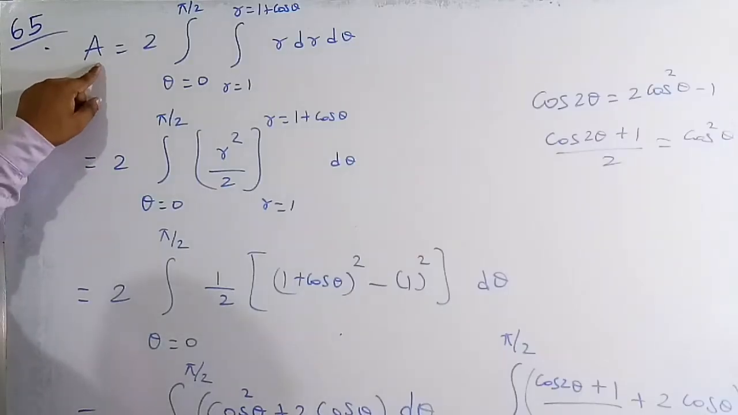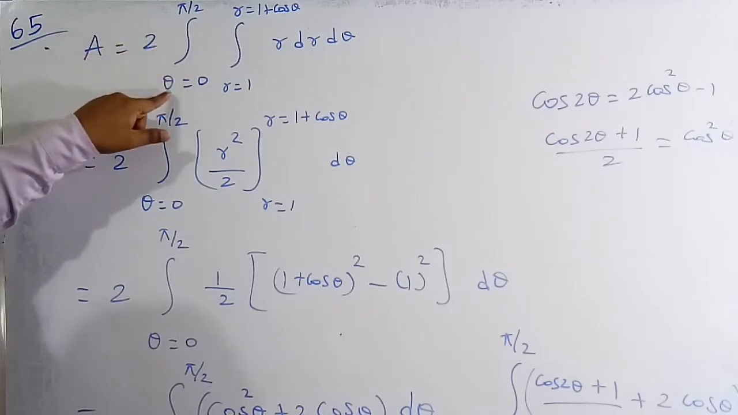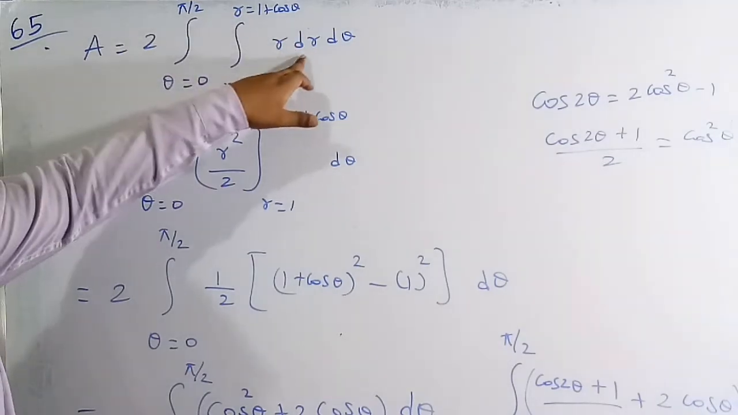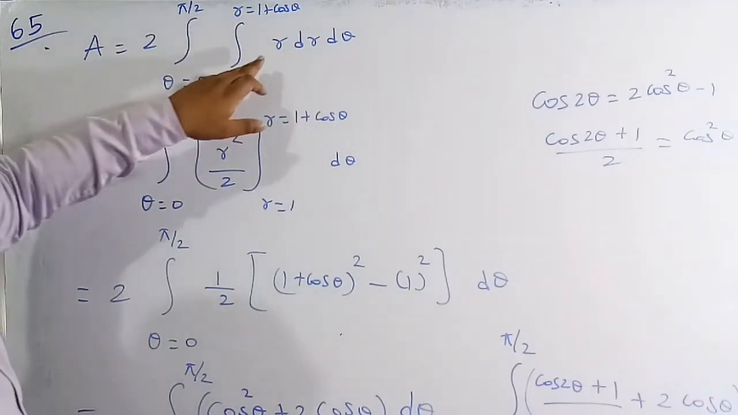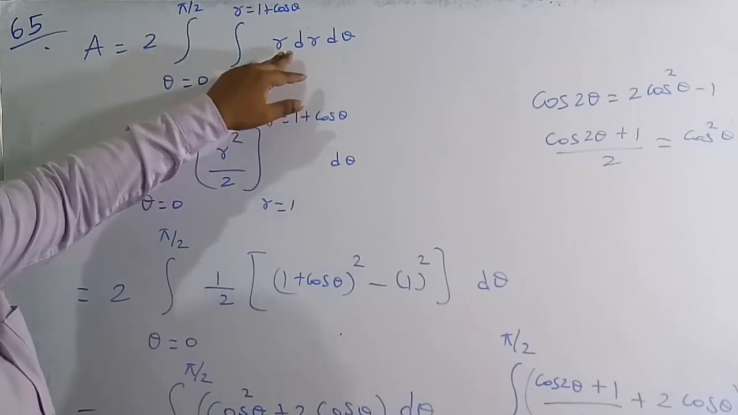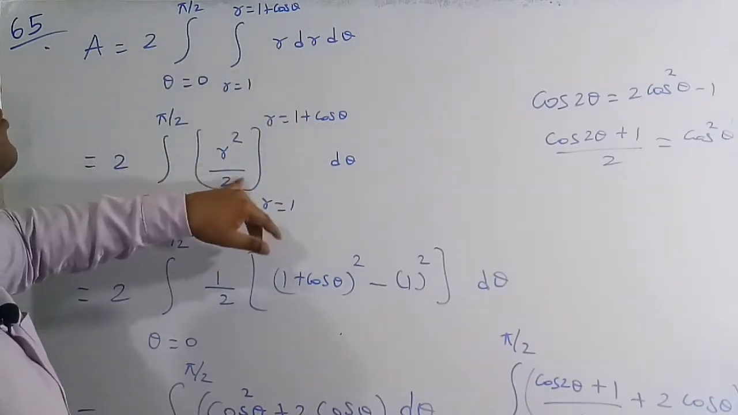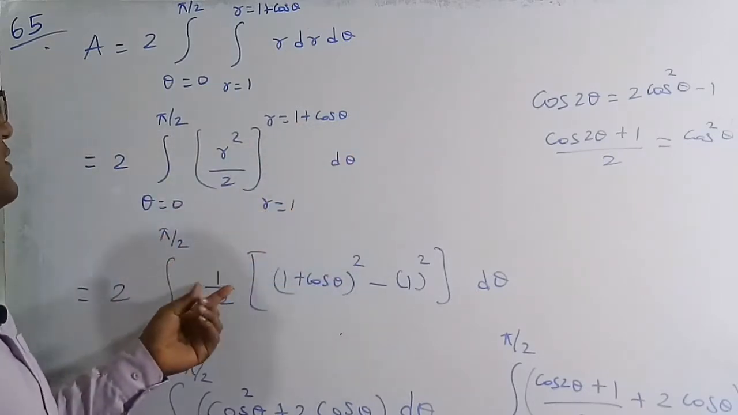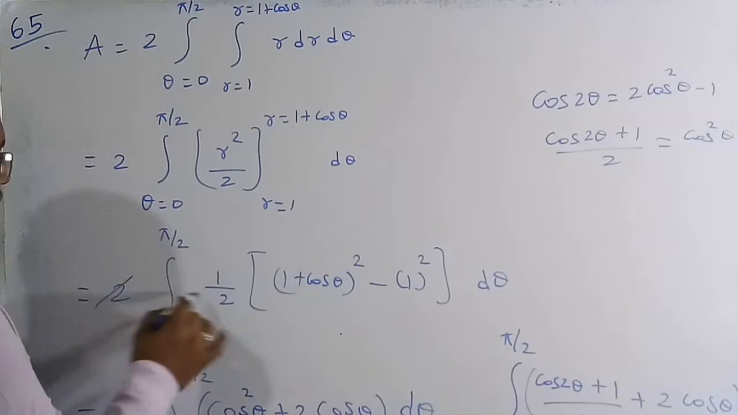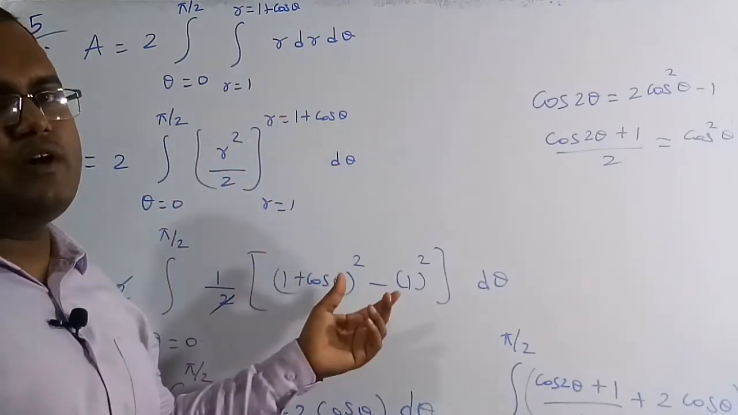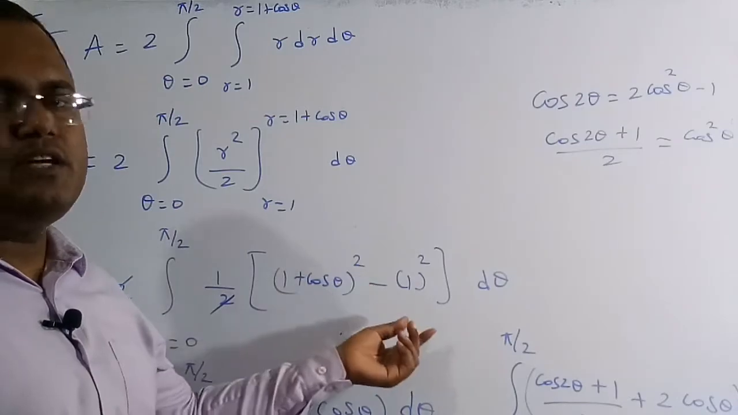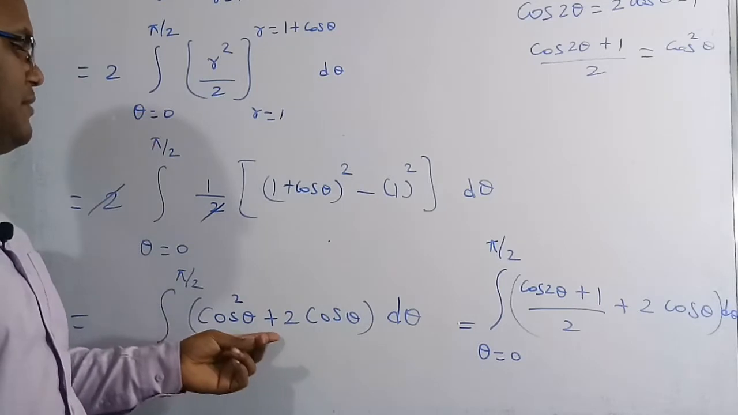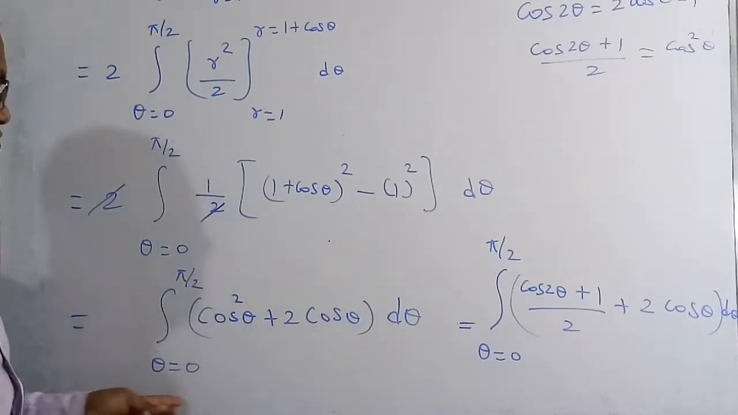So now the area is equal to 2 times the integration of theta from 0 to pi by 2, integration of r from 1 to 1 plus cos theta, r dr d theta. Now I integrate with respect to r, so it becomes r square by 2. Substitute the upper limit r equal to 1 plus cos theta and the lower limit r equal to 1. If I take the half outside, then the 2 and the half cancel. So upper limit minus lower limit gives (1 plus cos theta) whole square minus 1 square, d theta. If you solve this expression, finally we get cos square theta plus 2 cos theta, d theta, with the integration of theta from 0 to pi by 2.